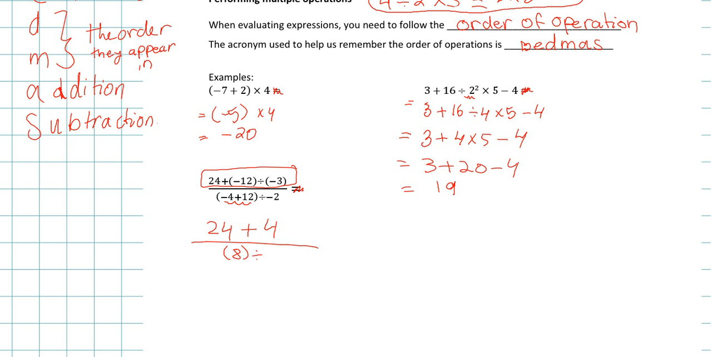Okay, so I have 24 plus 4 in the numerator, which gives me 28. And what do I get in the denominator? Divided by negative 4. And what would be my answer for this? Positive 7? Negative 7. Okay, here's what I tell my students all the time.